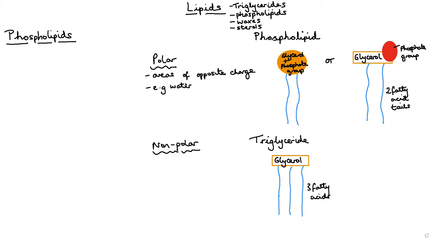So if we have a look at a water molecule, which looks something like this, it's got one oxygen and two hydrogens. You can see it has positively charged hydrogens and a negatively charged oxygen there. So areas of opposite charge on one molecule.